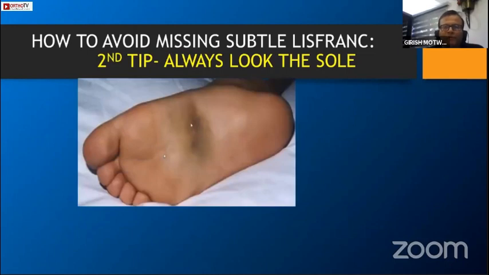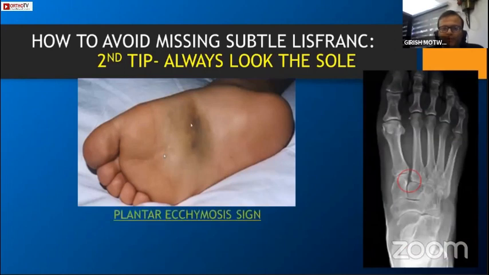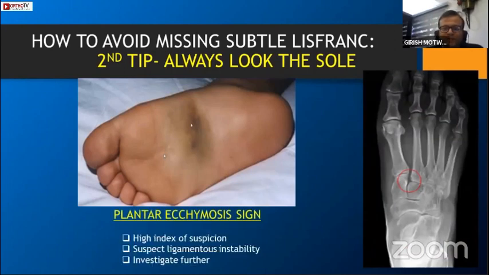Tip number two: always try to look at the sole of the foot, because in our clinics we sit and just see the dorsum of the foot the majority of the time. We don't see the plantar aspect of the foot. There could be bleeding from the midfoot area which has deposited in the plantar skin because of gravity, and that gives you a high suspicion of ligamentous instability. This is the plantar ecchymosis sign, and it gives you the idea to investigate further. This is not a specific sign, but it tells you that you have to move ahead and think more of Lisfranc.